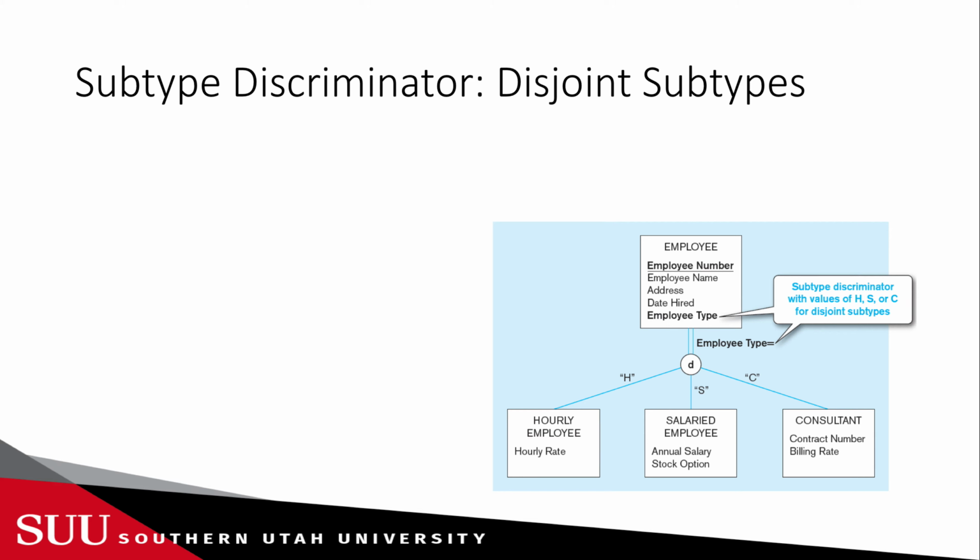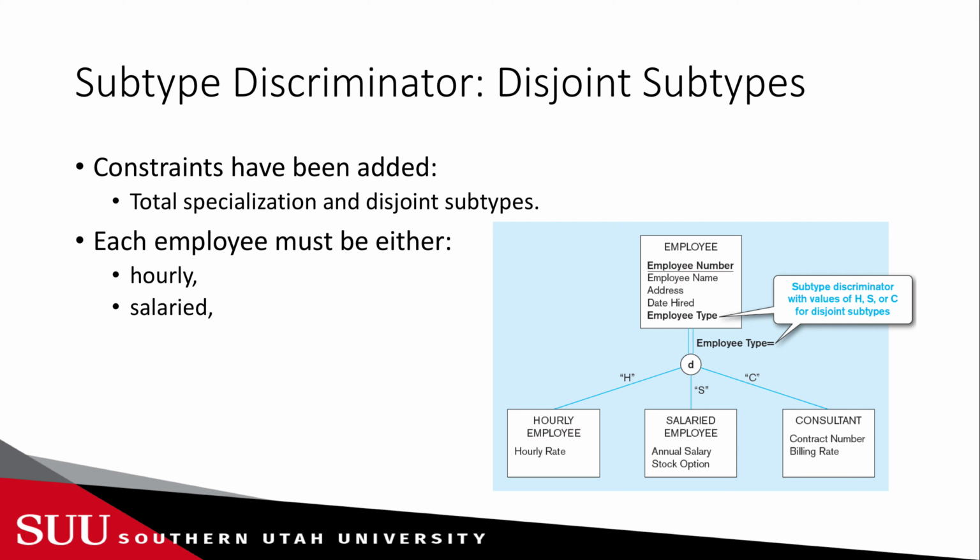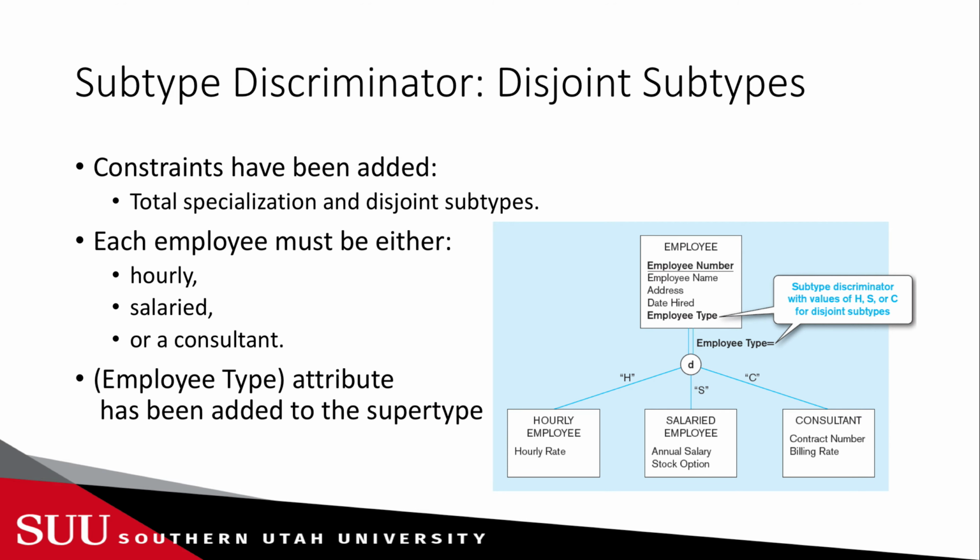So let's look at this example. When we talk about employee, we said we had hourly employee, salaried employee, and consultants. Since we have the constraints added here, total specialization and disjoint subtypes, each employee must be either hourly, salaried, or consultant. It cannot be just an employee, and it cannot be more than one of those subtypes. So we have added the employee type attribute here to serve as our subtype discriminator.